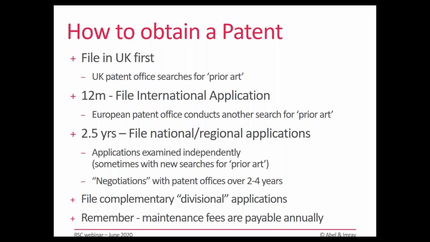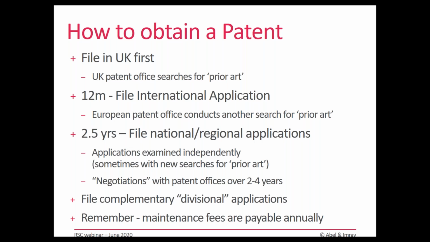Then within 12 months from that first filing, you need to decide whether you want to file applications abroad. The 12-month period is really important because, provided you file your applications abroad within that period, they will benefit from the filing date of the first UK application that you filed. So if there's been any intermediate disclosures between that first UK filing and any later foreign filings, either by yourself or a third party, that will not count as prior art against your invention.